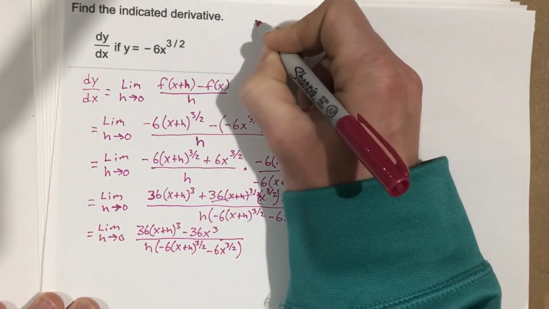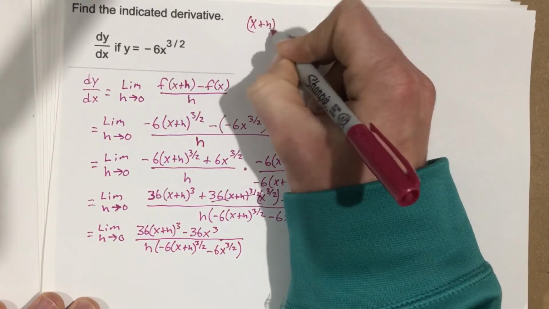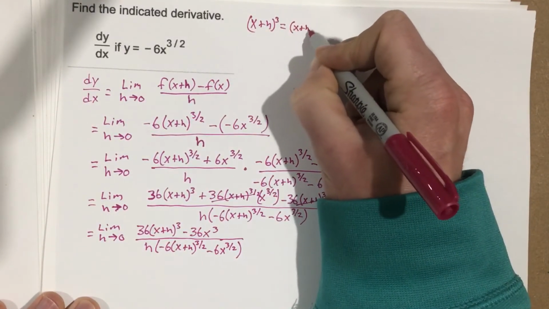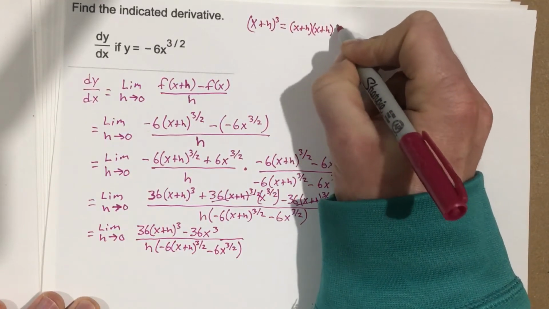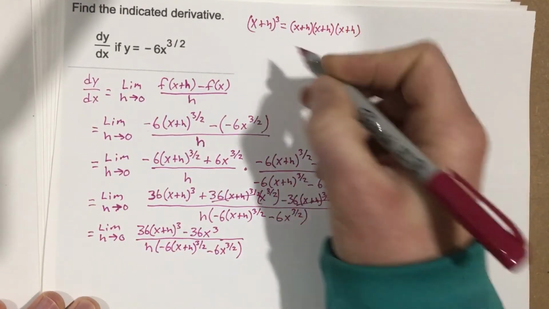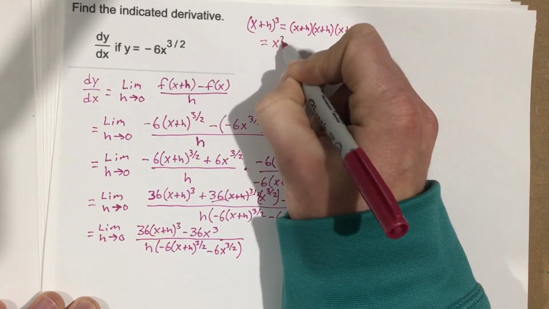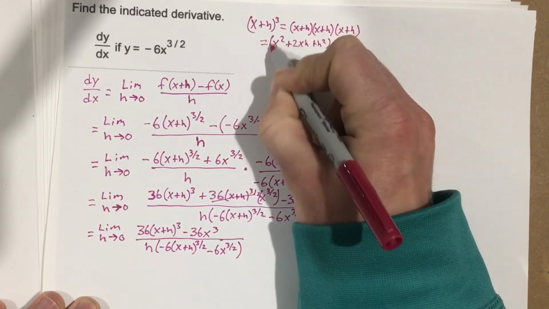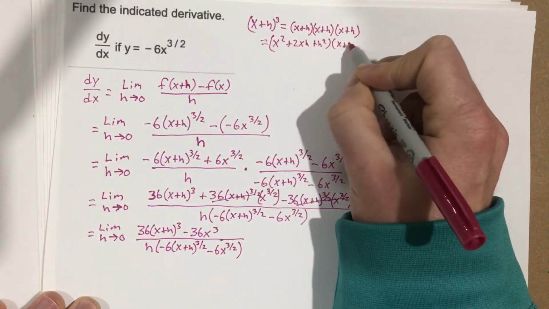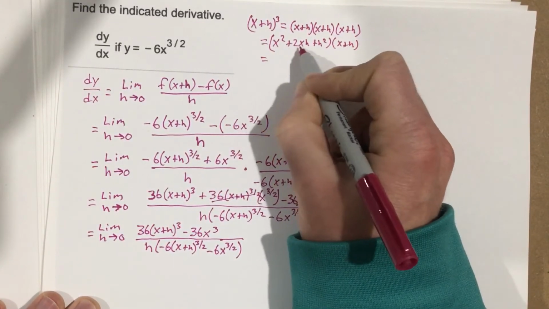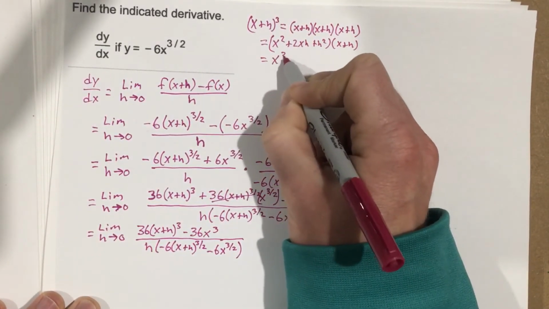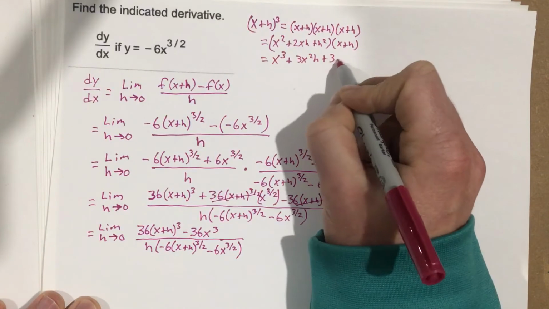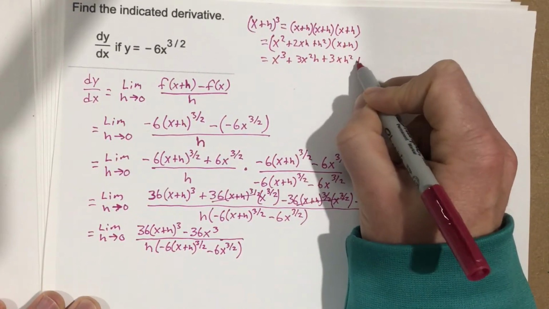Now let's go ahead and take x plus h and cube it. And we've done this a couple of times, so this is really x plus h times x plus h times x plus h, and that gives you x squared plus 2xh plus h squared when you multiply the first two x plus h's. And then when you multiply each of these terms times each of these, you end up with x cubed plus 3x squared h plus 3xh squared plus h cubed.